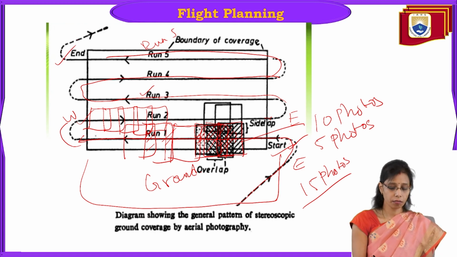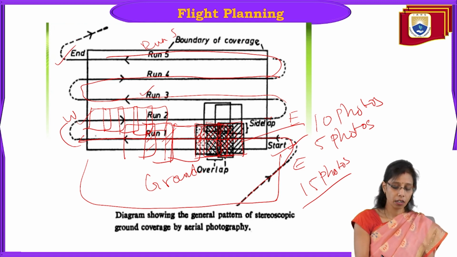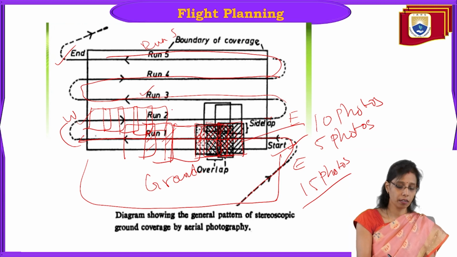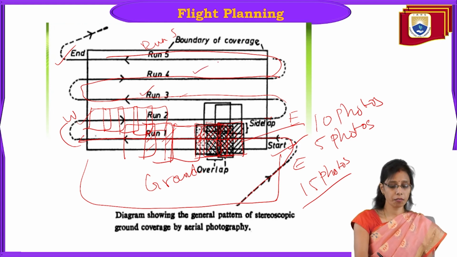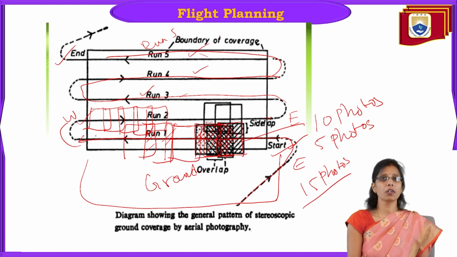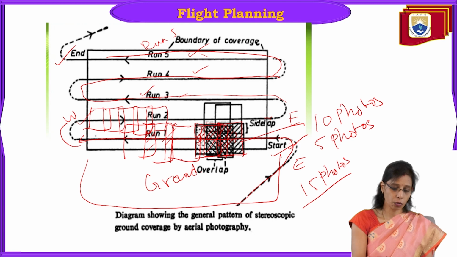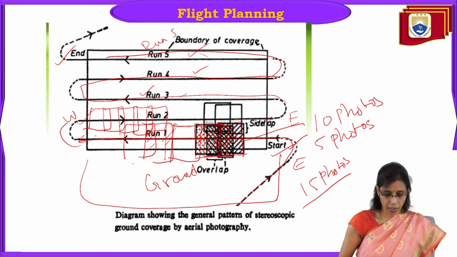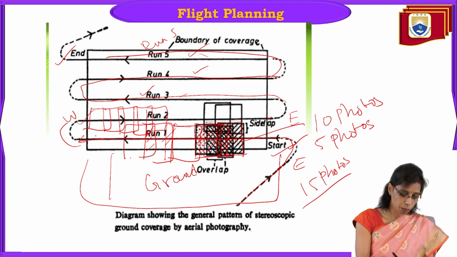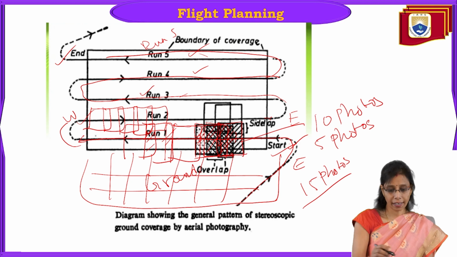While going in a run direction, how many photos has it clicked? Maybe 10 photos in one run, 10 photos in the second run, 10 photos in the third run, 10 photos in the fourth run, and 10 photos in the fifth run. So the total number of photos depends on the scale, as I have told you. If the scale resolution is high, the number of photos will increase. If the scale resolution is low, the number of photos will be less. Okay, so this is how the flight planning is done for an area. This total area is mapped with this kind of flight directions.